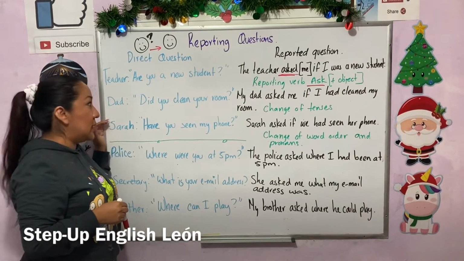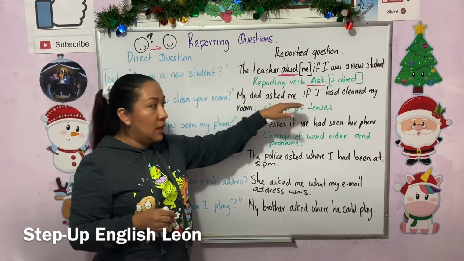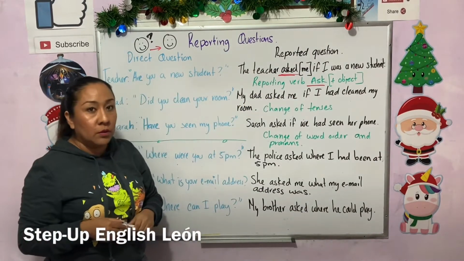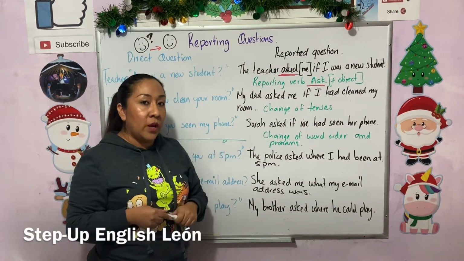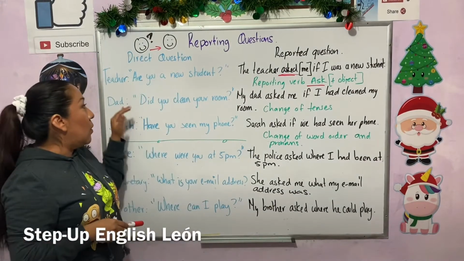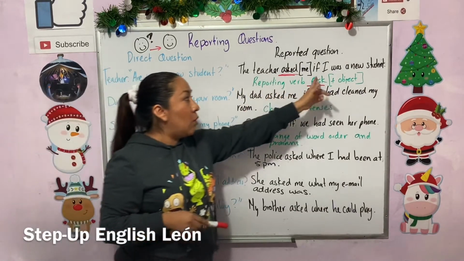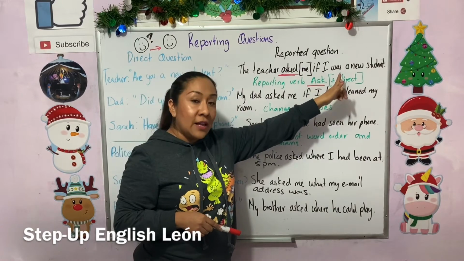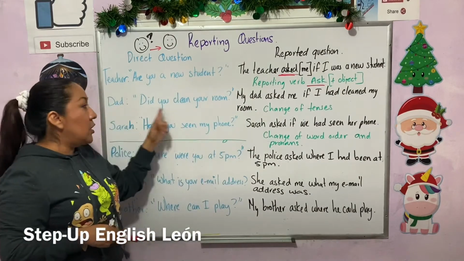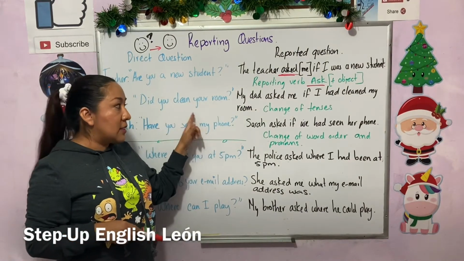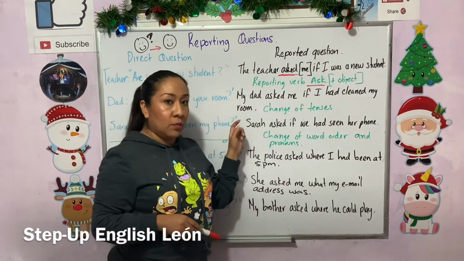Dad makes this other question. Did you clean your room? My dad asked me if I had cleaned my room. Okay, change of tenses. Remember, that's another important thing when reporting something. So, in the first example, are you a new student is in present. When I reported, the teacher asked if I was a new student, from present to past. Did you clean your room? This is a question in past. When I reported, my dad asked me if I had cleaned my room, past perfect.